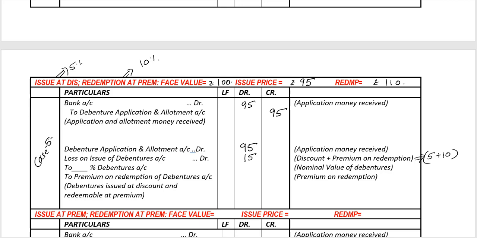Against 2% debentures account, we will write the nominal value of the debenture, which is 100 rupees. And against premium on redemption of debentures account, we will write the amount of premium on redemption, which is 10 rupees. Narration: debentures issued at discount and redeemable at premium. Again, we will check that the total of the debit is 110 rupees and the total of the credit is also 110 rupees in the second journal entry.